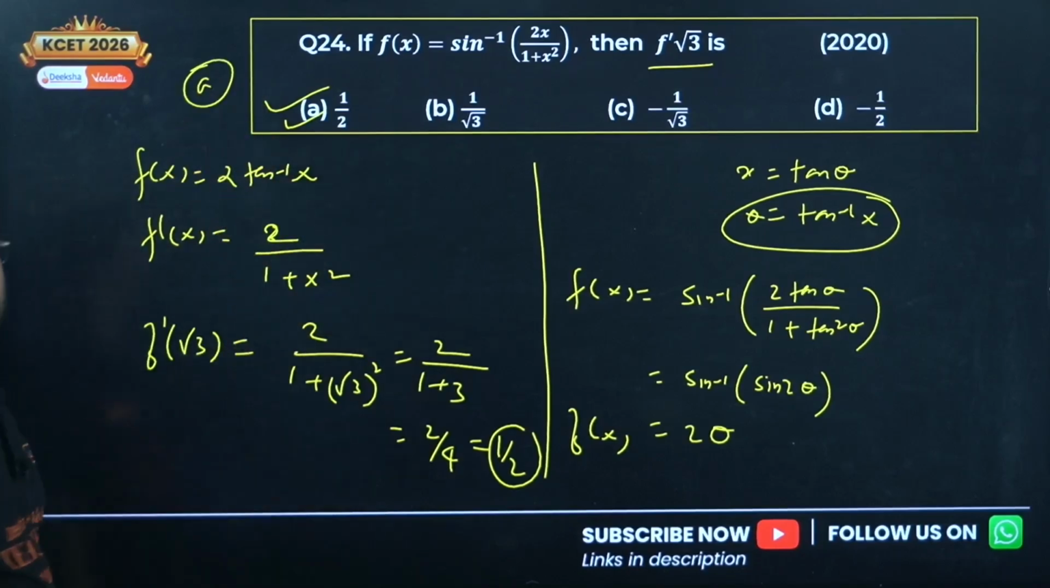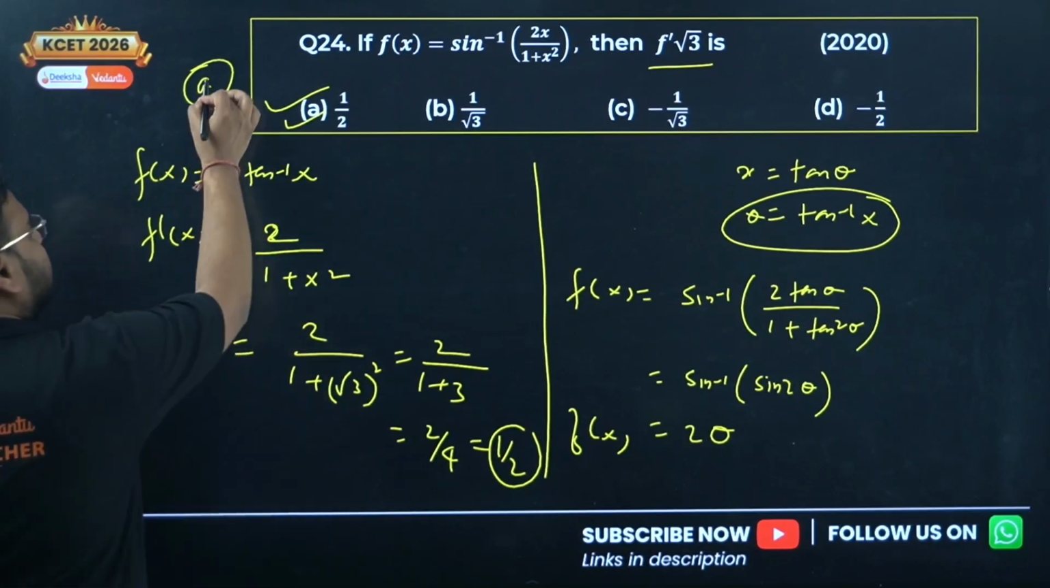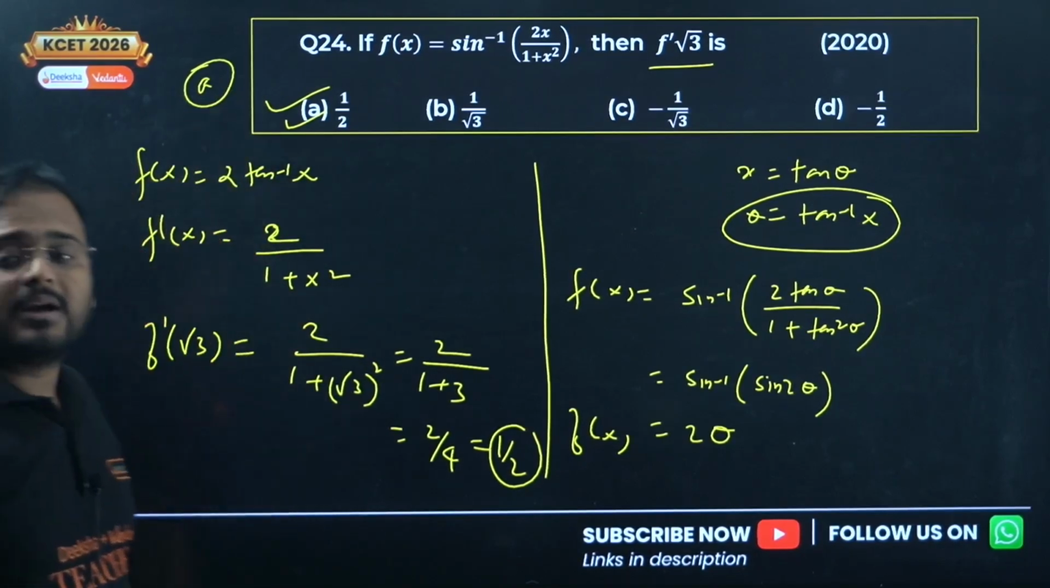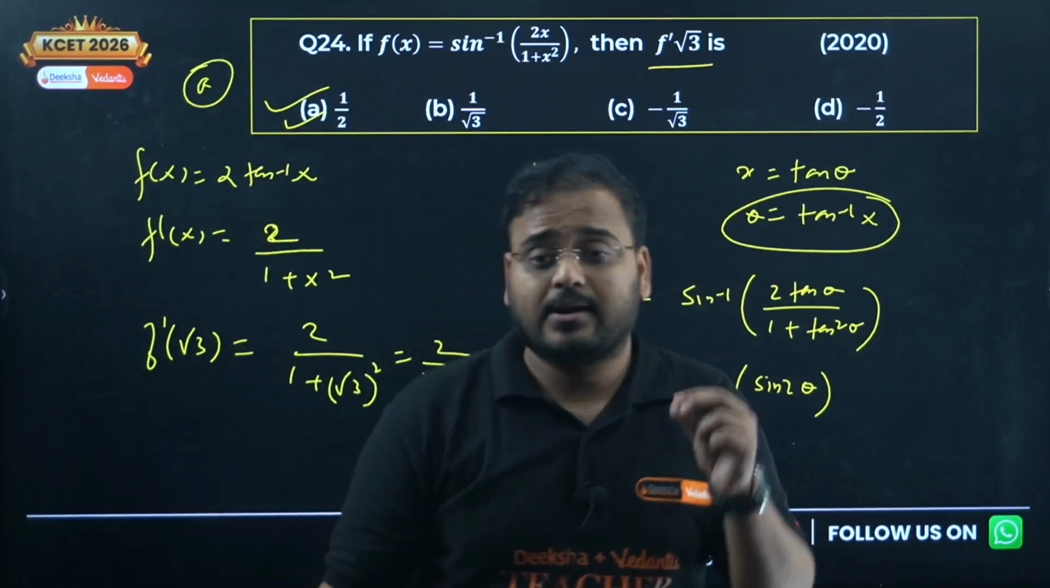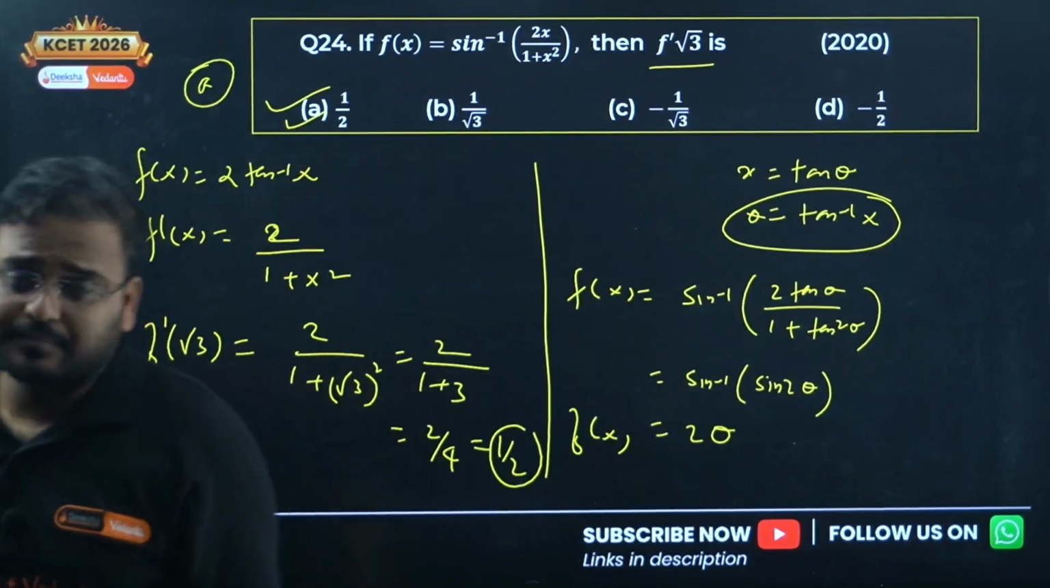Option A. Option is A. Clear? Yes. Question 24 is very simple. Okay.